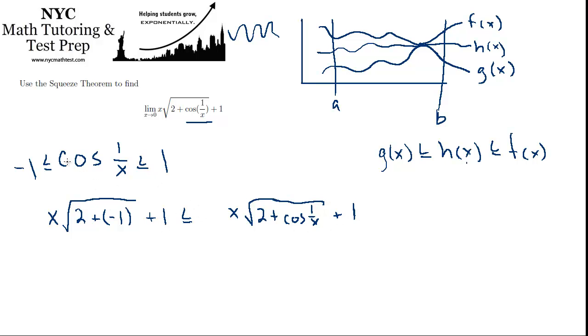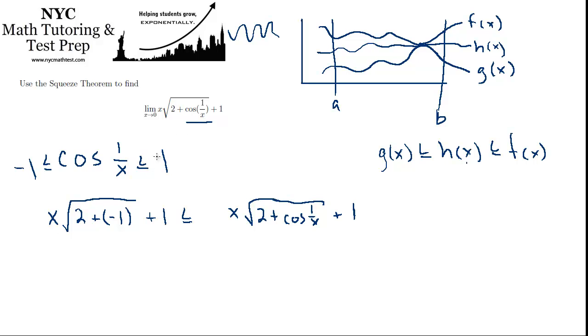Because we chose for cosine of 1 over x the smallest value that it can ever take on. So if we put in the smallest value cosine 1 over x could ever take on, negative 1, then what we get out as a result must be less than or equal to the original, right? Because making the cosine smaller is going to make 2 plus that number smaller, which is going to make the square root smaller. It's going to drag down the magnitude of the whole expression.